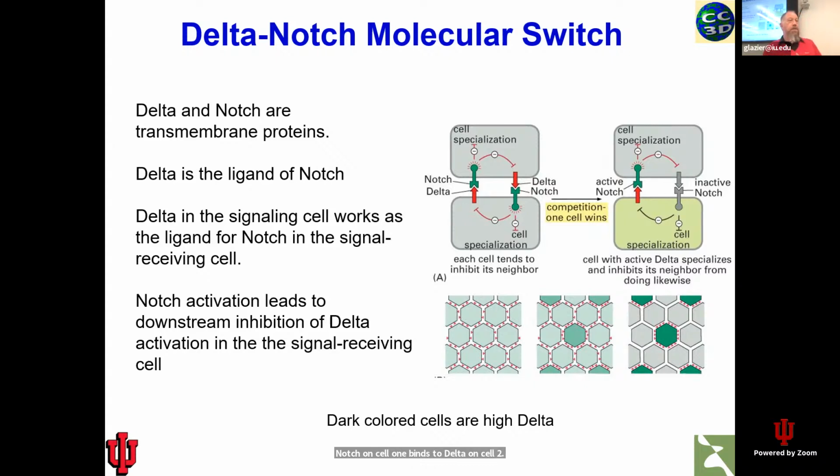When delta binds to notch, it sends a signal from notch that inhibits cell specialization. So it keeps the cell in a more primitive state. It also promotes proliferation. And it also inhibits the production of delta. So active notch inhibits the production of delta. And so if you start out with equal amounts of delta and notch on the same cell, the cell will tend to move into a state where you either get a lot of delta or a lot of notch.